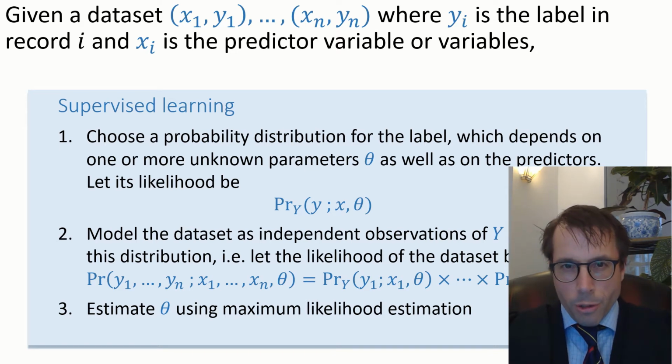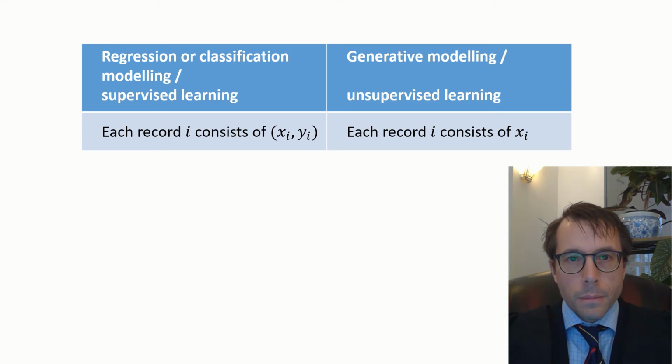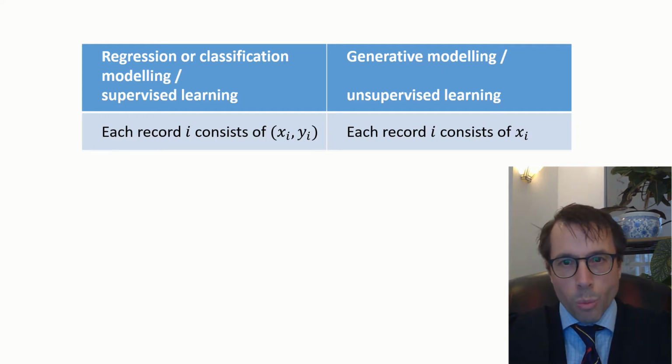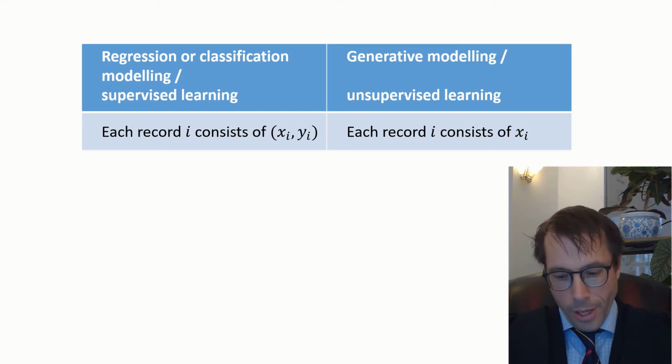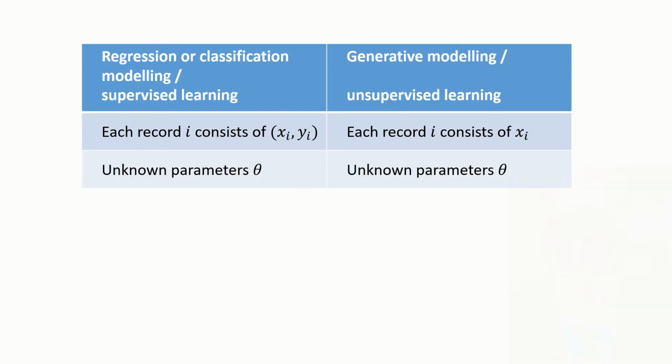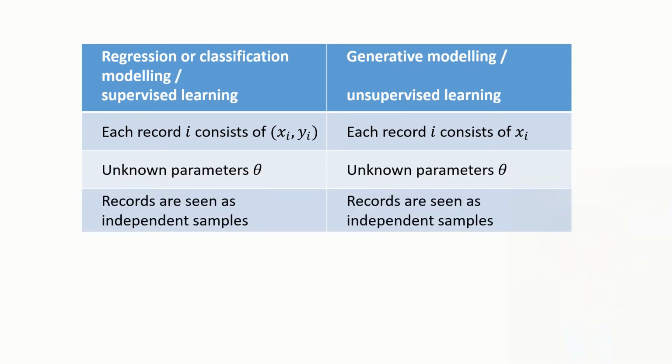Let's just review generative modeling and compare it to what we're doing now. The basic difference is that here in supervised learning we have a data set of pairs xi, yi, whereas in generative modeling we just have unlabeled data x1 up to xn. In both cases, we invent a probability model with some unknown parameters, call them theta, and we'll assume that the records are independent samples. This isn't crucial, by the way.